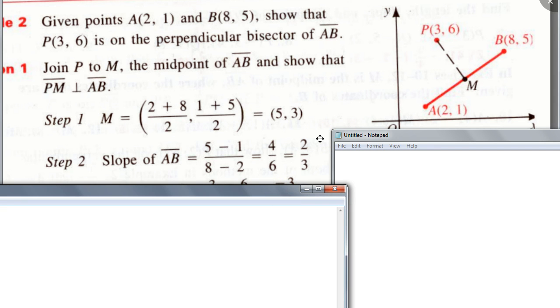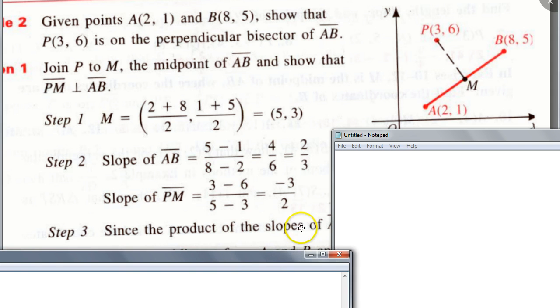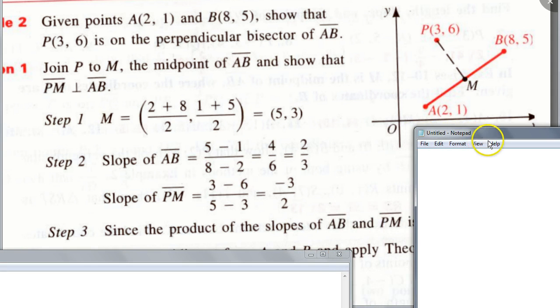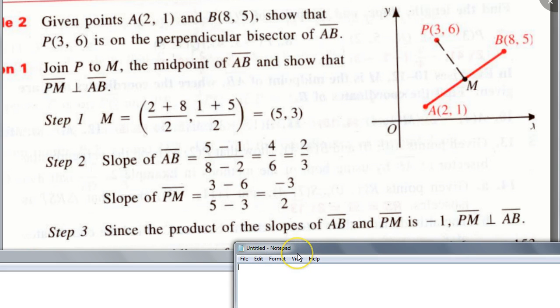And lastly, we need to find the slope of PM. Ethan, what did you guys come up with? The slope of PM is 3 over negative 2, which is negative 3/2, right? Do we get negative 1 when we multiply them? Yeah. Since the product of the two slopes is negative 1, they are perpendicular. Does that make sense?